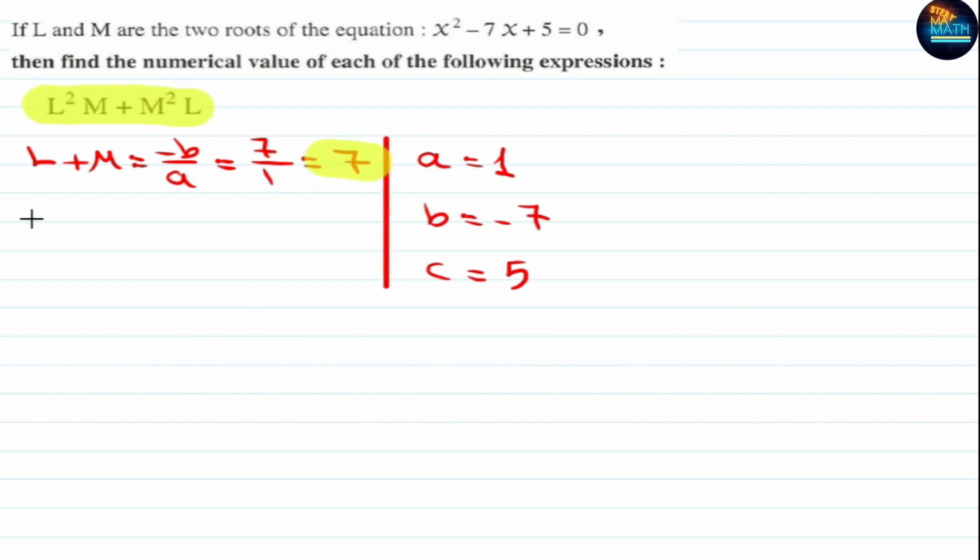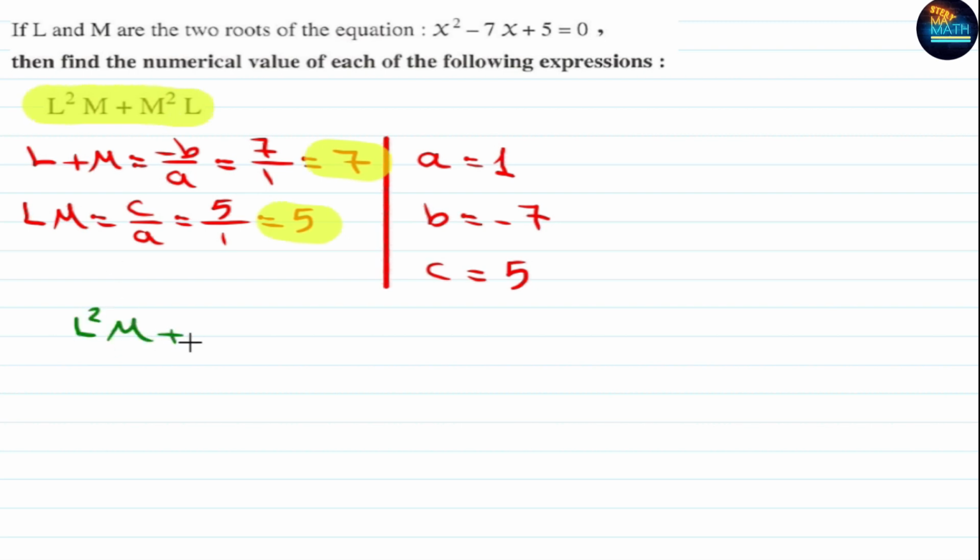And the product, LM, is equal to c over a. That is the rule also. c is 5 and a is 1, so 5 over 1 is equal to 5. Now we have the sum of the two roots and the product of these two roots. But how can you use them in finding the numerical value of L squared M plus M squared L?